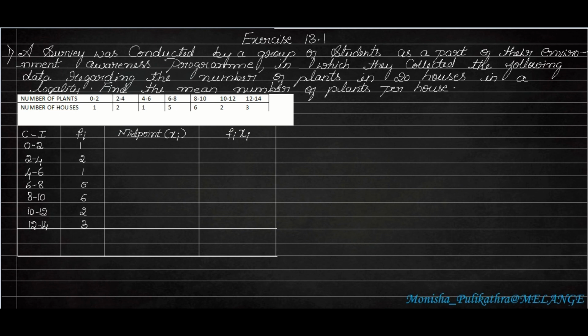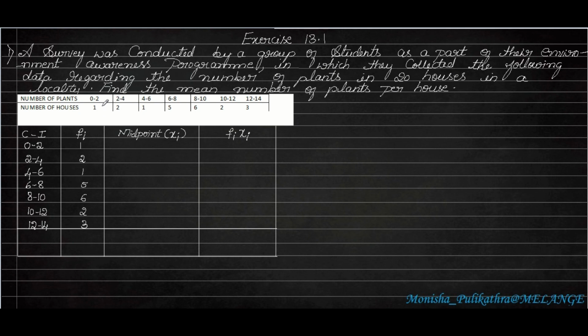First, they will be giving CI. CI means class interval. A survey was conducted, that is, a group of data will be collected here. A survey was conducted by a group of students as a part of their environment awareness program, in which they collected the following data regarding the number of plants in 20 houses in a locality. The people in the 20 houses planted a number of plants, and they collected the survey of how many plants there are.